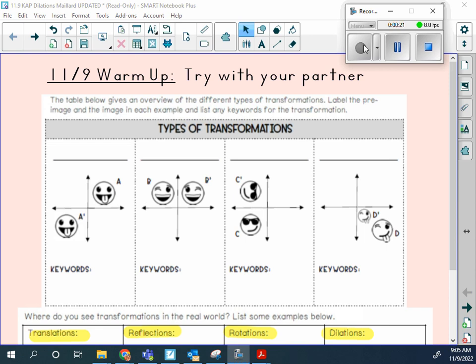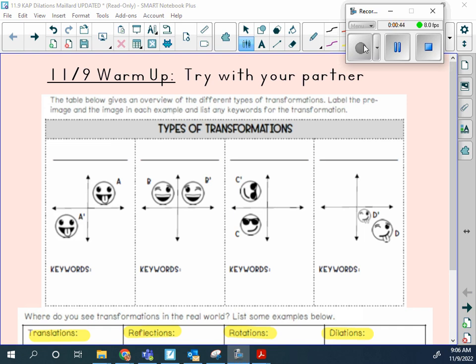After a transformation, the new figure is called the image, which we did learn the other day. So image should go there. If the pre-image were labeled A, the image would then be labeled A prime. Okay? So now we've got some examples, and they're telling you here's A prime.